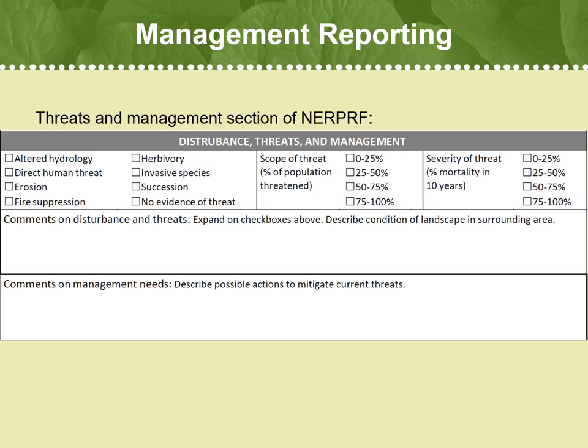the population. If you do not see any threats, simply check No Evidence of Threat and move on to the next section. Additionally, if you find a threat or disturbance not listed in the New England Rare Plant Reporting Form, please list it in the Comments on Disturbance and Threats field. Volunteers can also write up management proposals for rare plant sites to suggest how to alleviate population threats. Example management proposals can be found in your PCV handbook.